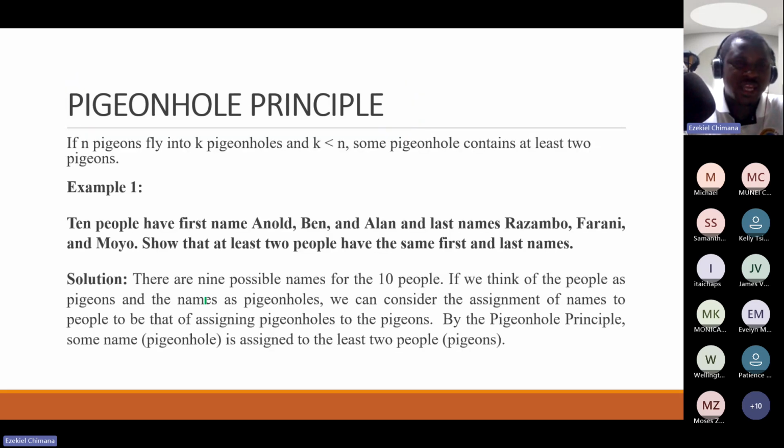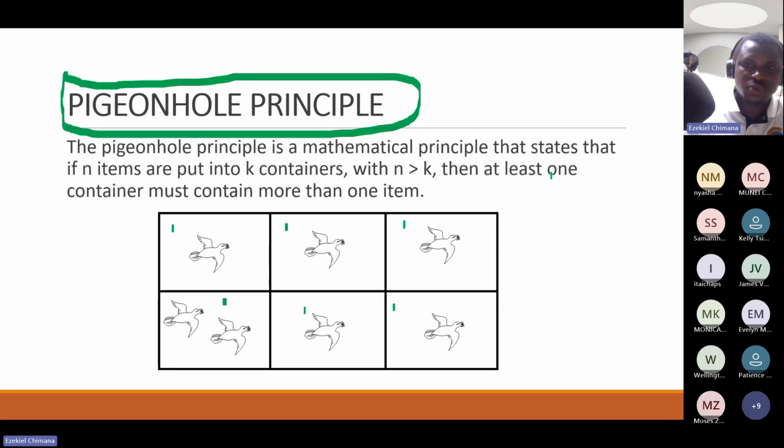So if n pigeons fly into k pigeonholes, in the case k less than n, some pigeonhole contains at least 2 pigeons. Contains at least what? At least 2 pigeons. So it's supposed to be at least 2, not at least 1. Because with the pigeonhole principle, after putting a pigeon into each and every hole, we must get a container again, so at least 2, not 1. Basically we are just putting 1, but it must be at least 2.